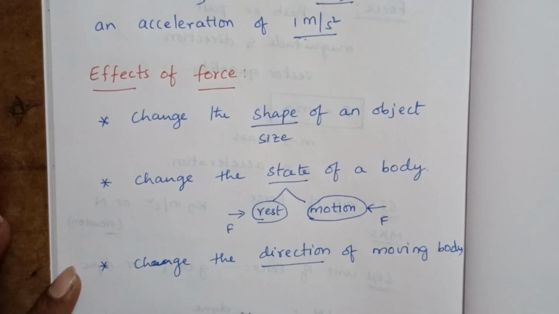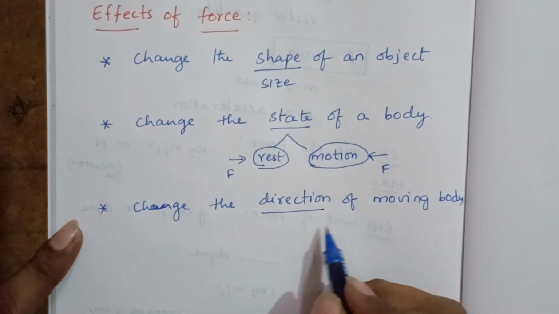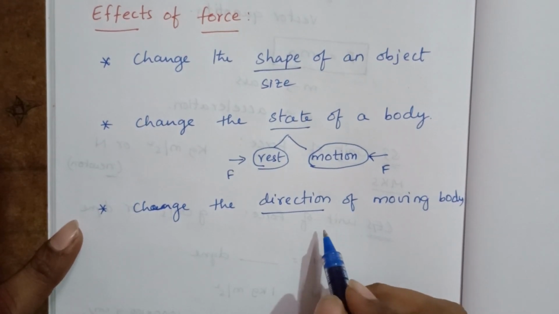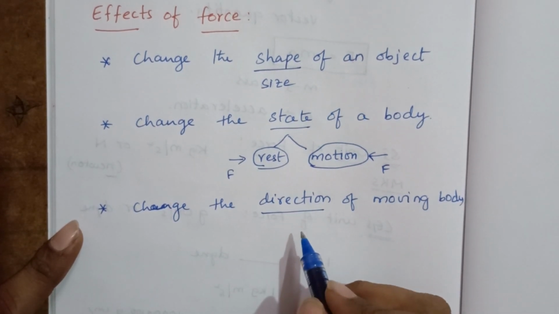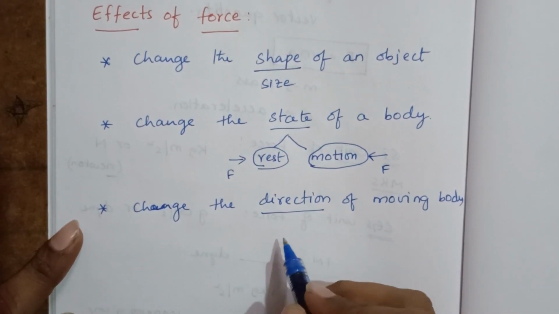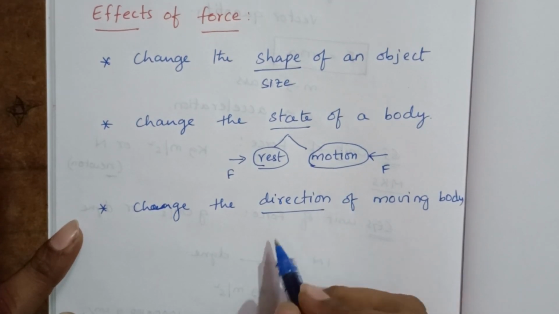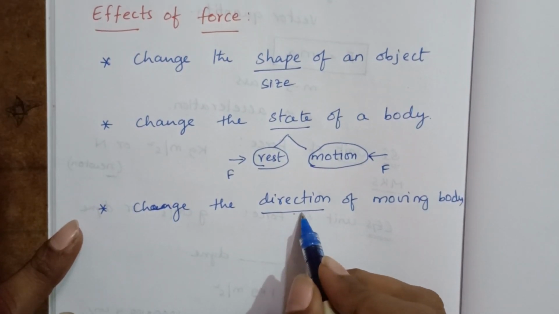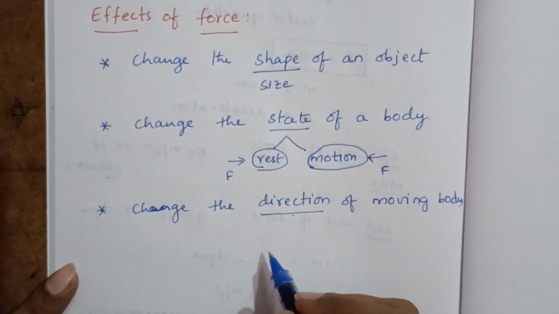For example, in cricket, when the bowler bowls the ball, the batsman hits it in some other direction. Whenever he applies force with the help of the bat, the direction of the ball changes. Even we can see this in volleyball and football. Whenever one player hits the ball in one direction, the opponent player will hit the ball in the opposite direction. So whenever he applies force, its direction changes, no? So force changes the direction of a moving body.